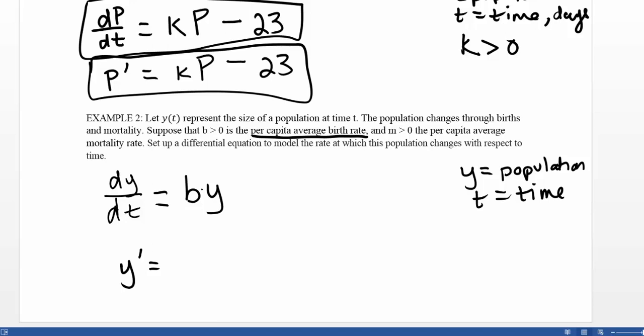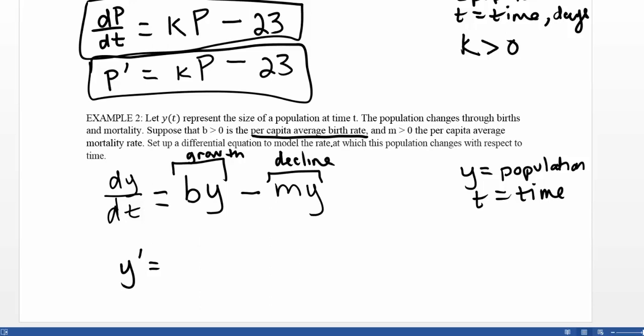Now, simultaneously, we have people dying at this rate of M per capita. So again, that is also related to how many households there are or the size of the population. And since we're talking about the rate of change, we're going to subtract off the people who are dying, right? So the BY represents the growth of the population, and the MY is the decline of the population.